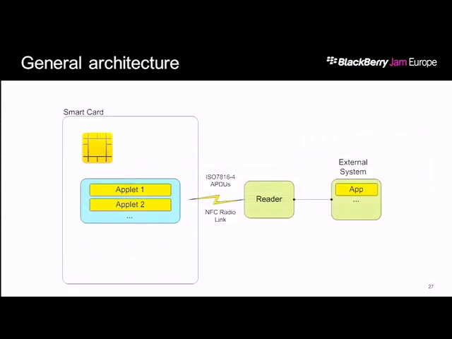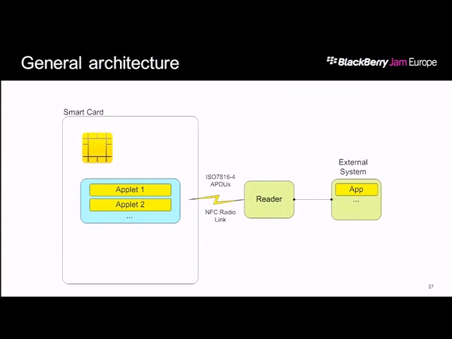Look carefully at this picture, because the next slide kind of goes with it. The general architecture is this. The smart card contains one or more of these applets. There'll be an application of some sort running on, let's say, a PC. Let's call that the external system, with the reader acting as the intermediary, allowing communication to take place between selected applets and that external system. And the external system always drives the conversation.